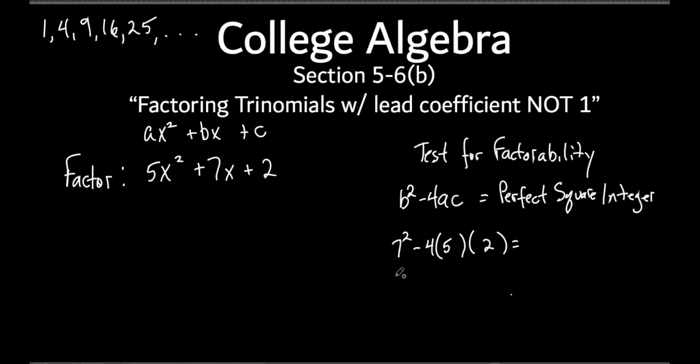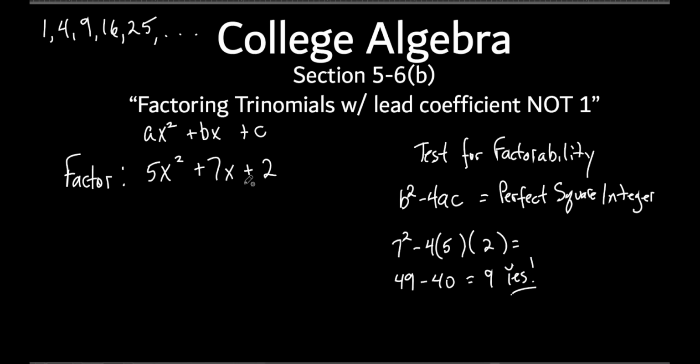All right, so let's do it. What is that? That's 49. What's that? 20 times 2 is what? 40. 49 minus 40 is 9. Is 9 a perfect square? Yes, it's a perfect square. So yes, I can factor it. Is that my answer? No. It's just a test to see if I can factor it or not.